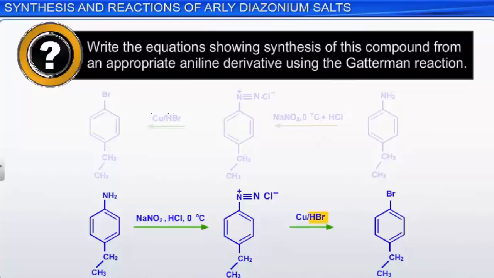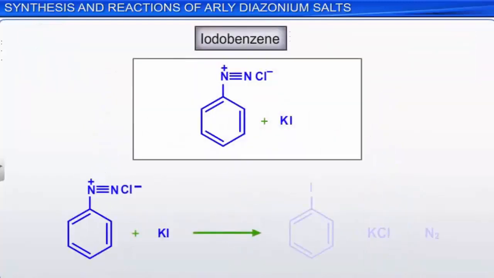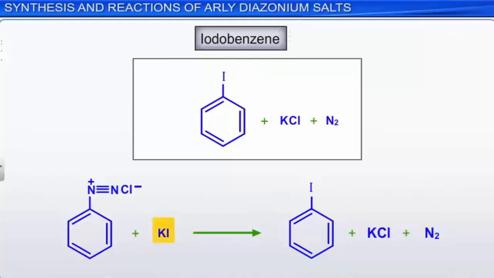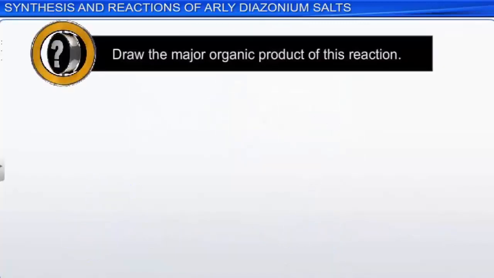The diazonium group can be replaced by iodine ions if the diazonium salt solution is treated with potassium iodide. This reaction forms iodobenzene as the primary organic product. Try to answer this question on your own before proceeding. Draw the major organic product of this reaction. You should recognize the steps involved.